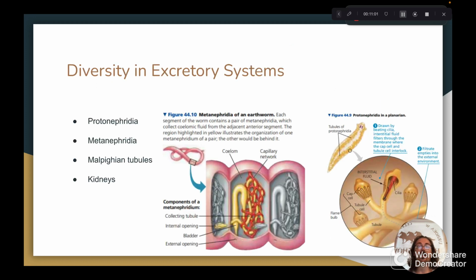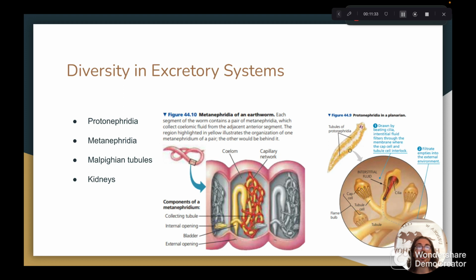Moving on to diversity in excretory systems. We'll start off talking about the protonephridia. Protonephridia are tubular networks that have ciliated flame bulbs. They are structures found in flatworms and other simple animals. Each flame bulb has a cluster of cilia that draw water and solutes out of the body fluids and into the network of tubules, which carries the filtrate to external openings where it is excreted.